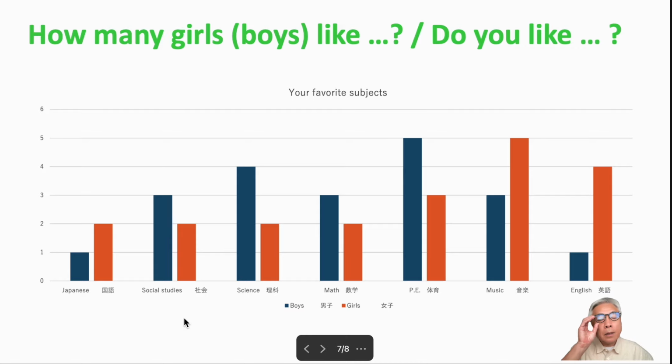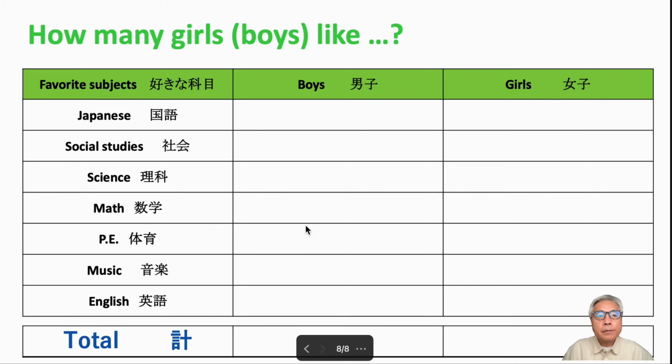And based on this table, you can make this graph. Okay, Japanese, social studies, science, math, PE, music, English. Alright? So I'd like you to make your own graph based on this table. Okay?